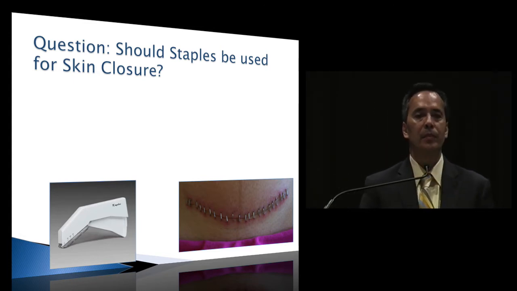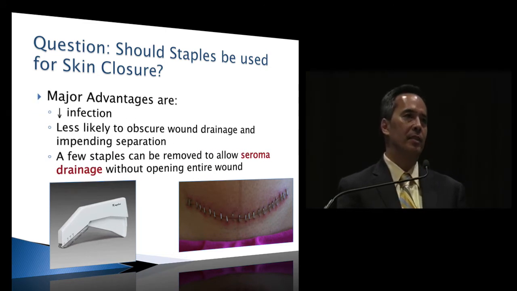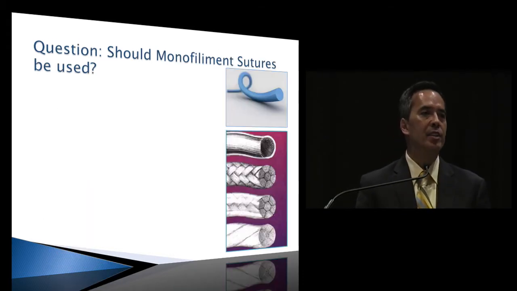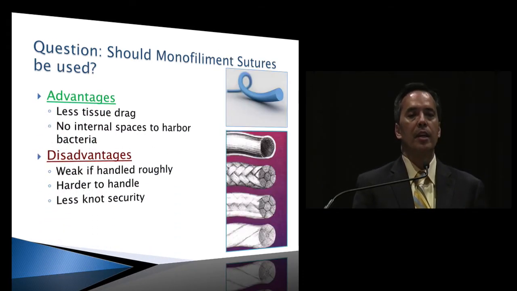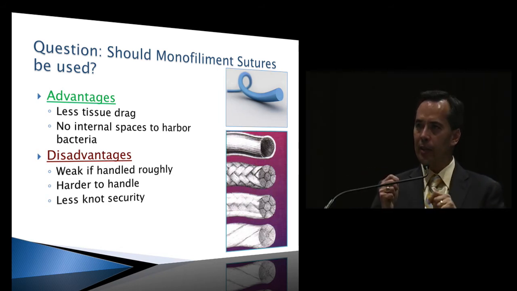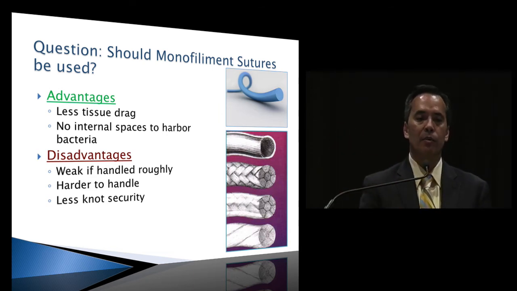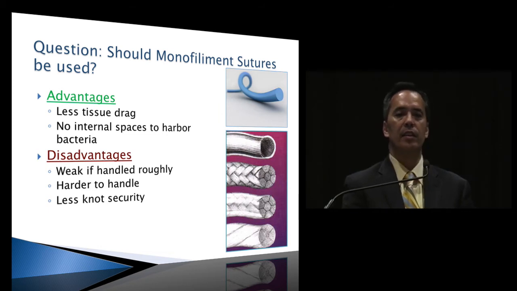Another question: should monofilament sutures be used? Here's the answer. It's sort of yes and no. The advantages with monofilament sutures are that there's less tissue drag and there are no internal spaces to harbor bacteria. But one of the disadvantages is that it's weak if it's handled roughly. It's harder to handle because of how they slide, and also there's less knot security. So those are the advantages and disadvantages.